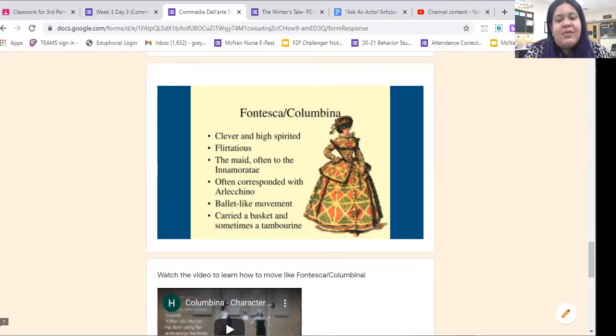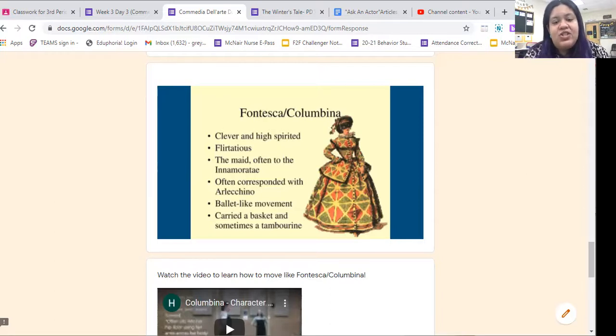She is very clever, always high-spirited, meaning she has a lot of expression and emotion. She's very flirtatious, which means she's always trying to get the attention of people that she likes, her love interests. She's usually the maid to the enamorate. The enamorate is the couple. We talked about that in our first assignment: usually in a Commedia play, there are two lovers in the story. This Fontesca Colombina character is usually the maid or friend of the enamorate.